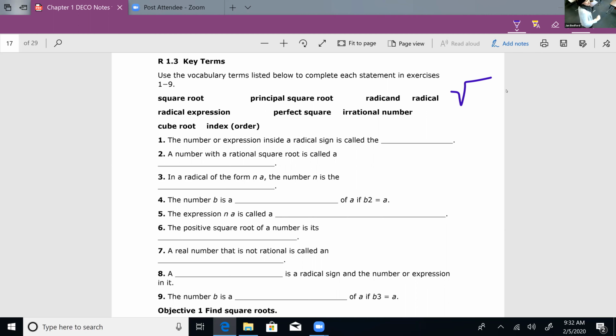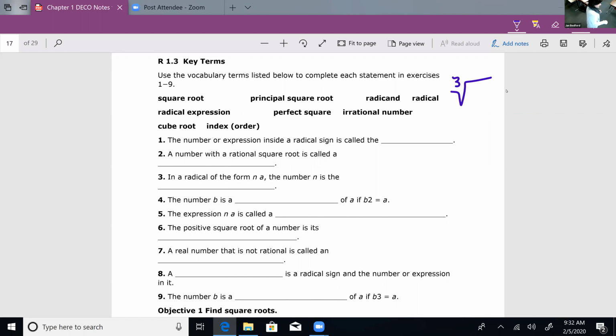Have you ever seen it where sometimes they put a little number in that spot? So we're going to make sure we know what all these things are called. Basically, we're talking about roots. They don't all have to be square roots, but that's the one we're most familiar with. So what do you think belongs in this blank?